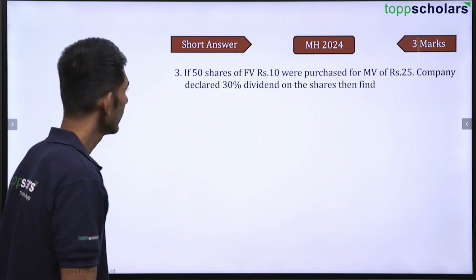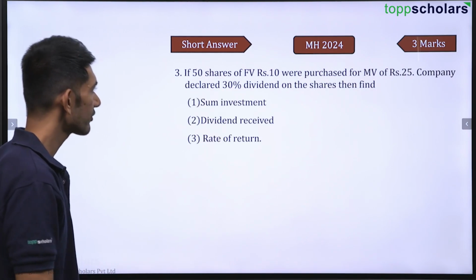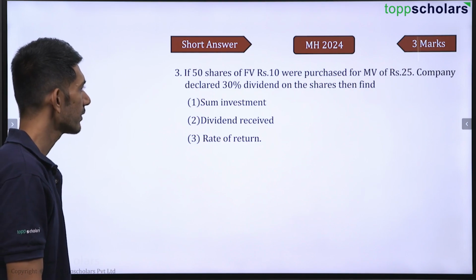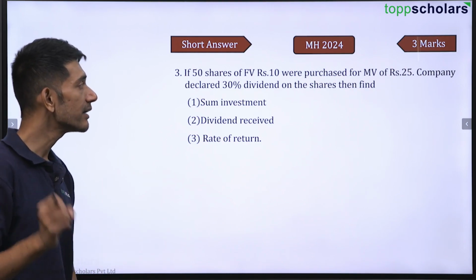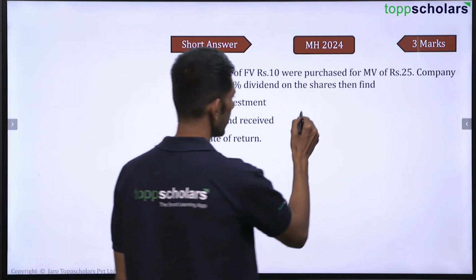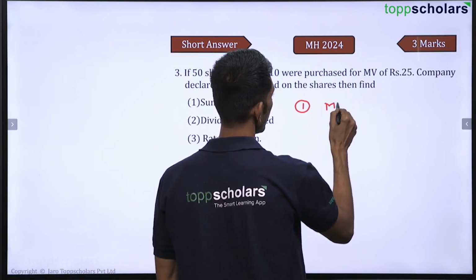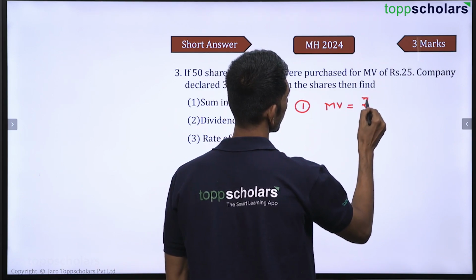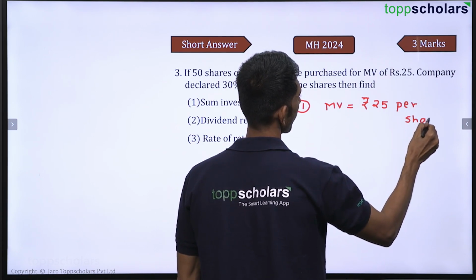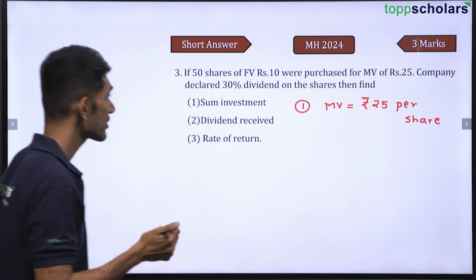Let's see one more question. It says, if 50 shares of face value 10 were purchased for market value of rupees 25, company declared 30% dividend on the shares, then find three values, sum invested. Let's focus on the first part. Firstly, what is the market value? Market value is rupees 25 per share, right?